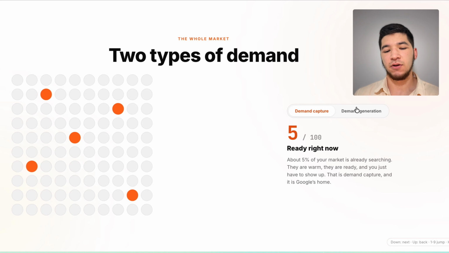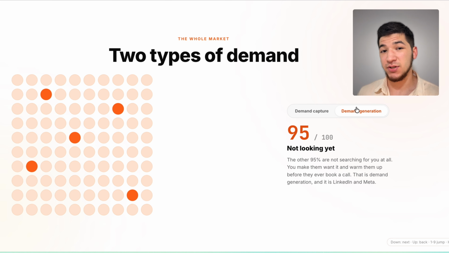And there's another side of things where 95% of your market is, which is demand generation. People might have the problem, but they don't really need the solution right now, or they don't really know if the solution exists. And that's where you need to come in, warm them up first, and make them book a call with you or take your action to be able to speak with you, and potentially you can close them.